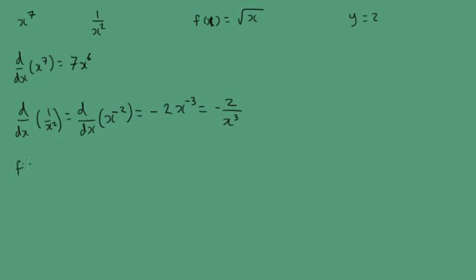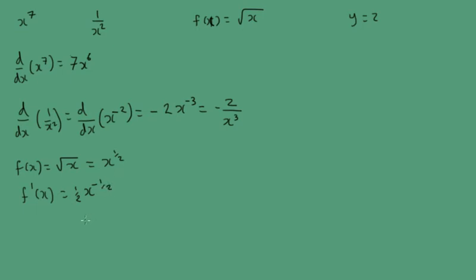Now for f of x equals the square root of x, well, that equals x to the power half. So f dashed of x would be, we multiply by the power, so it's going to be a half x. Half minus 1 is minus a half.